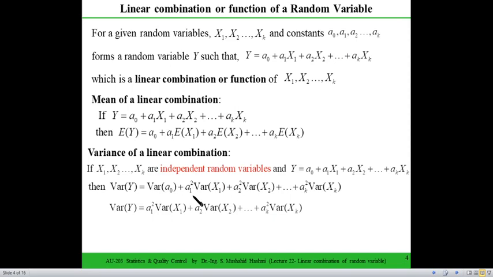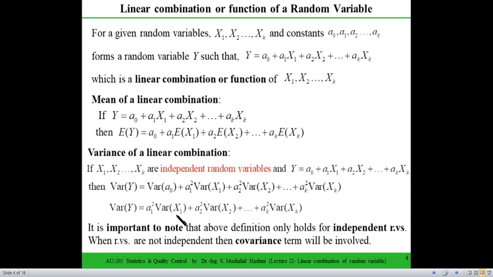And similarly the variance of a1 times x1 would be a1 square times the variance of x1, that is the property of the variance. So using that property we can write down the variance of the linear combination of the random variables as equal to the square of the constant times the variance of that particular individual random variable.